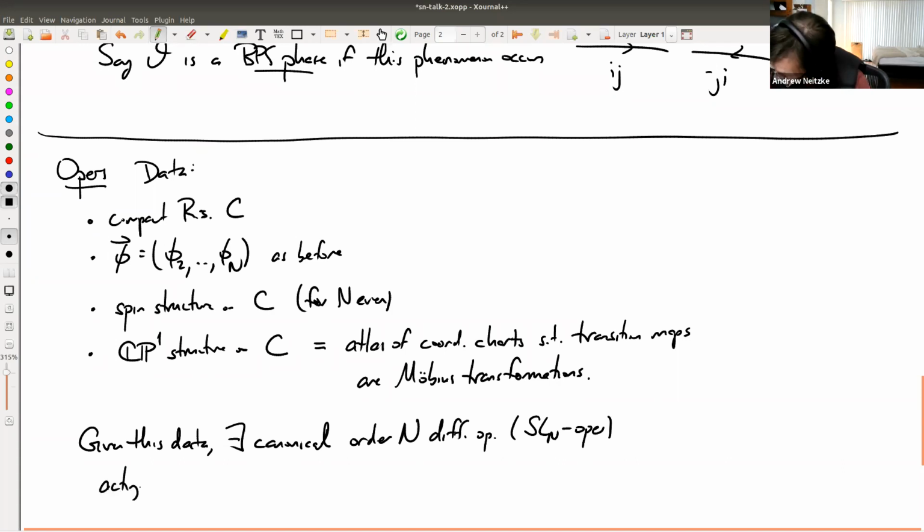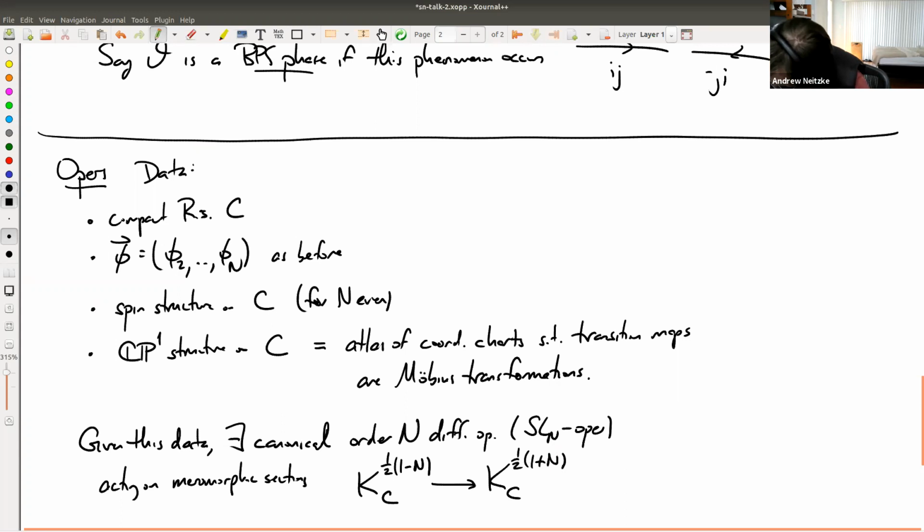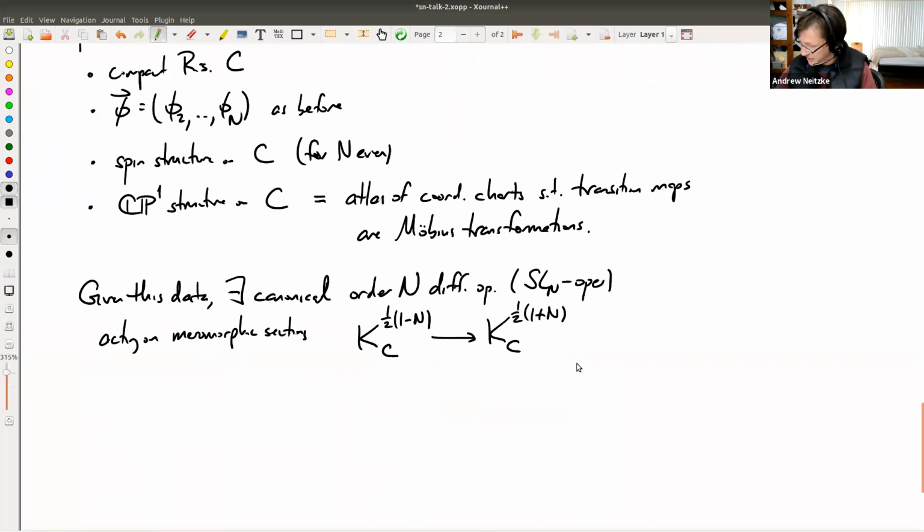What does it act on? Well, it acts on, say, meromorphic sections of the canonical bundle to the power (1 minus n)/2, and maps them to the canonical bundle to the power (1 plus n)/2. So roughly speaking, it acts on functions, but with some complicated transformation law from patch to patch. And the spin structure was needed just so I can define what K to the 1/2 is. But I want to write this differential operator concretely for you.